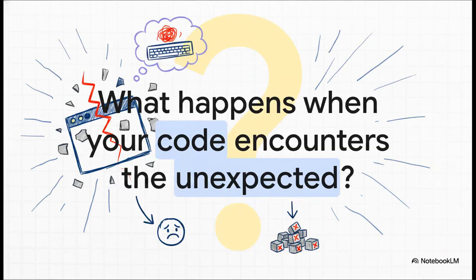Think about this for a second. What actually happens when your code encounters something completely unexpected? You know that sinking feeling. You've built this beautiful, totally functional application, and then someone accidentally types a word instead of a number into a form. Poof. The application just vanishes. It crashes. But why exactly does that happen? And more importantly, how do we stop it dead in its tracks?